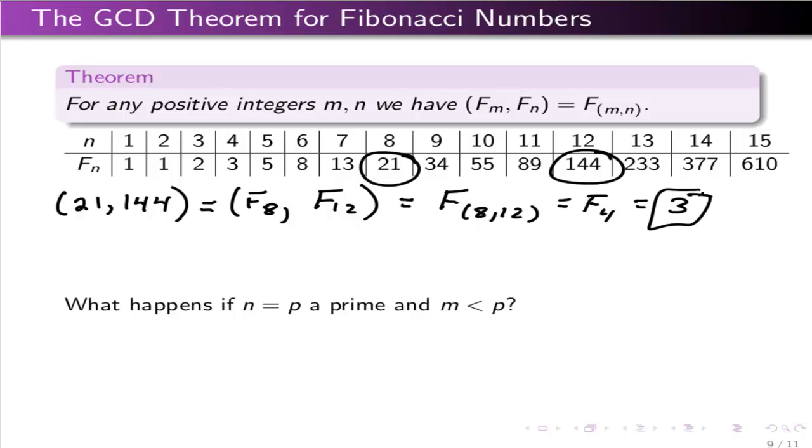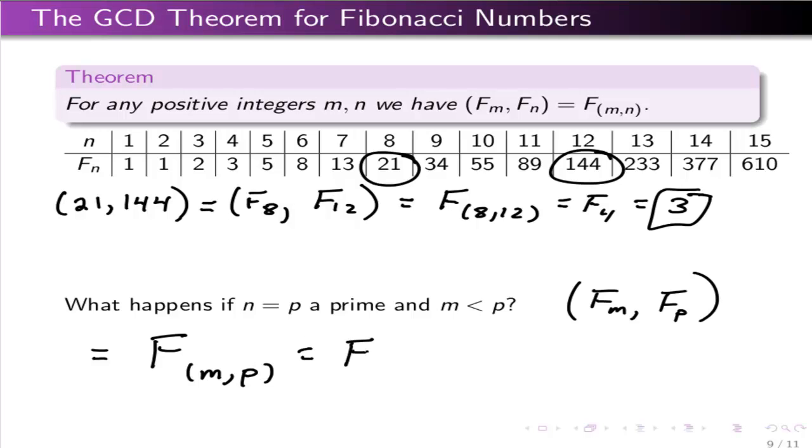Here's a special case of interest. What would happen if n is a prime p and m is a number less than p? So you're looking at f m and f p. Well, you have to say this is equal to f sub the GCD of m and p. And what's that greatest common factor? So p is a prime, m is a number less than p, so the greatest common factor is 1. They're relatively prime, and f1 is just equal to 1.